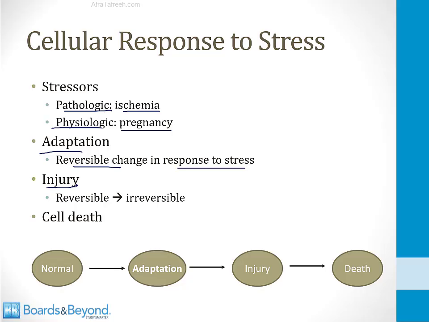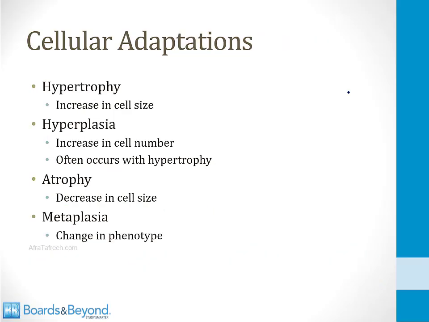Now, there's only a limited ability of cells to adapt, so if the stressor is too great, eventually the cell will become injured. And in another video, I talk about reversible and irreversible forms of cellular injury. And then finally, cells can die if a stressor is too strong or overwhelms the ability of the cell to adapt. We're going to talk about the four main types of cellular adaptations in this video.